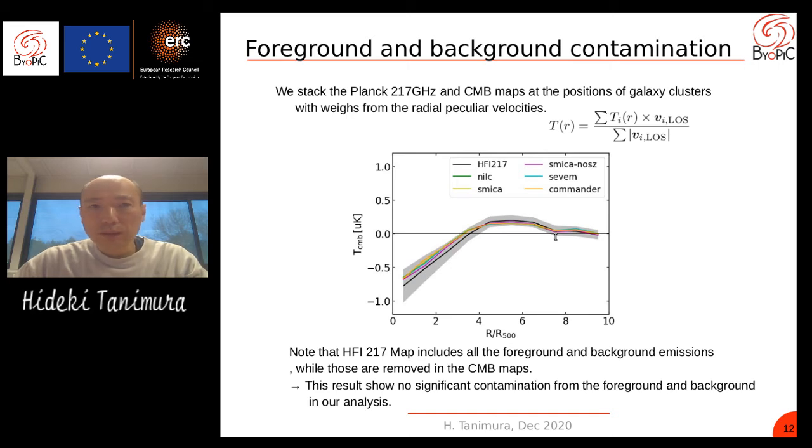Here, we restack the galaxy clusters using weights from the radial velocities in order to include all the objects in one profile, which is shown in the black line. We also stack the Planck CMB maps with a different method, and the results are consistent. The point is we get a consistent result using the 270 GHz map, including all the foreground and background emissions, and also using the CMB maps, not including foreground and background emissions, which means we do not have significant contamination from the foreground and backgrounds in our analysis.